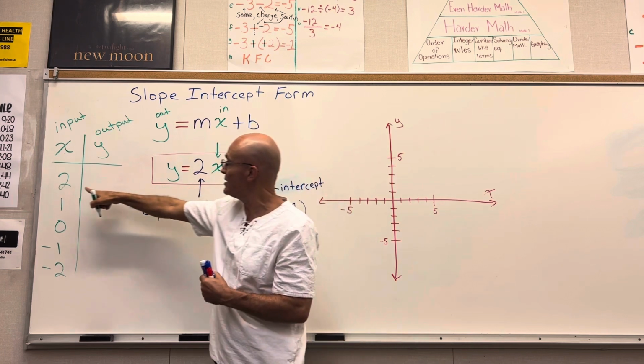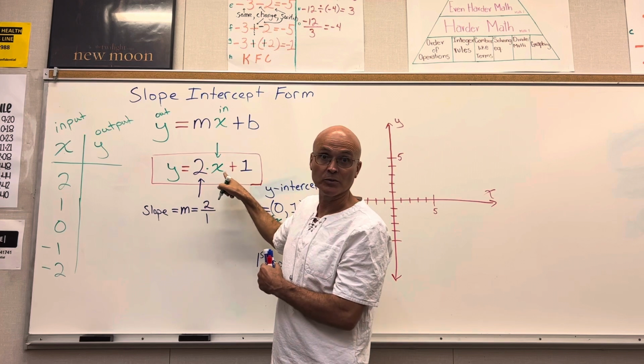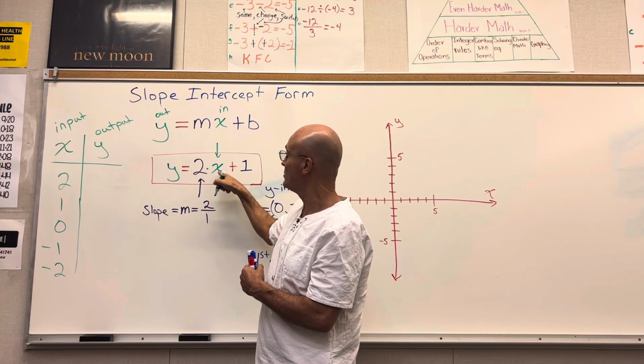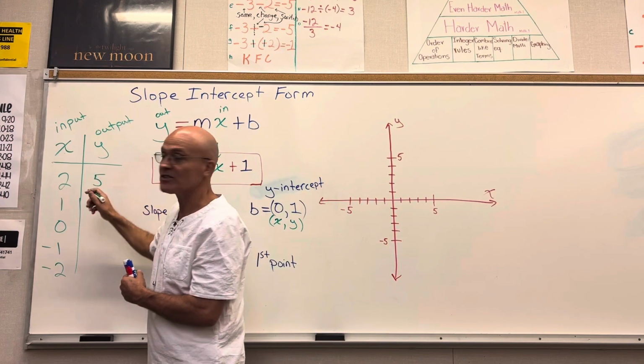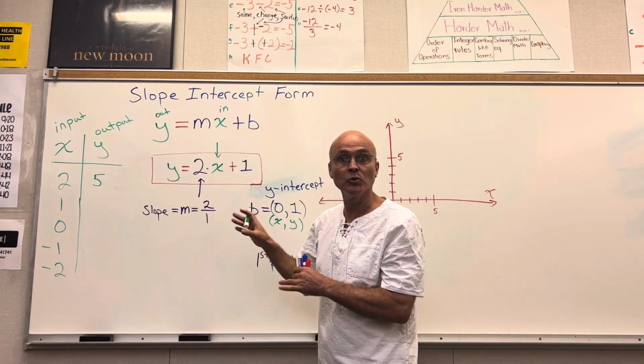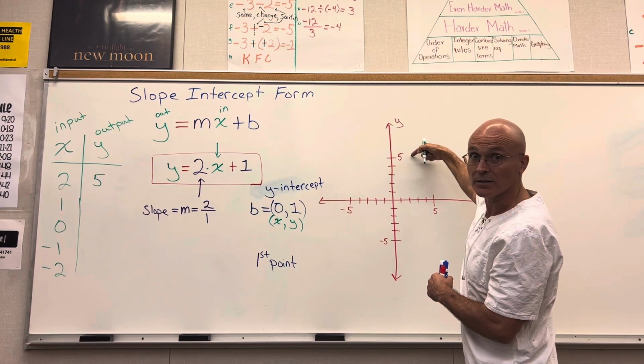And so this 2 is going to multiply this purple 2. 2 times 2 is 4, and 4 plus 1 equals 5. And that's a point that we did in the other video, 2 comma 5, which would be right about here.